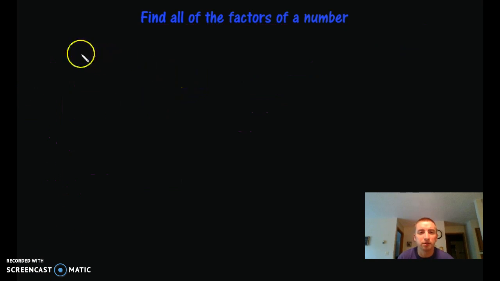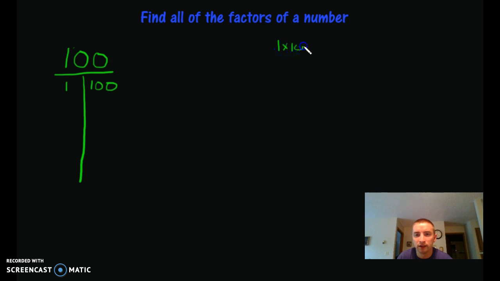Alright, so now let's try a different number. Let's do 100. Okay, so again, I'm going to start my t-chart with my most obvious one, 1 times 100. I know 1 times 100 equals 100. So I start a list, again I get 1 times 100 equals 100. Now I'm going to go down to 2, because I know 100 is even. So 2 times 50 equals 100. So I'm going to put 50 over there.